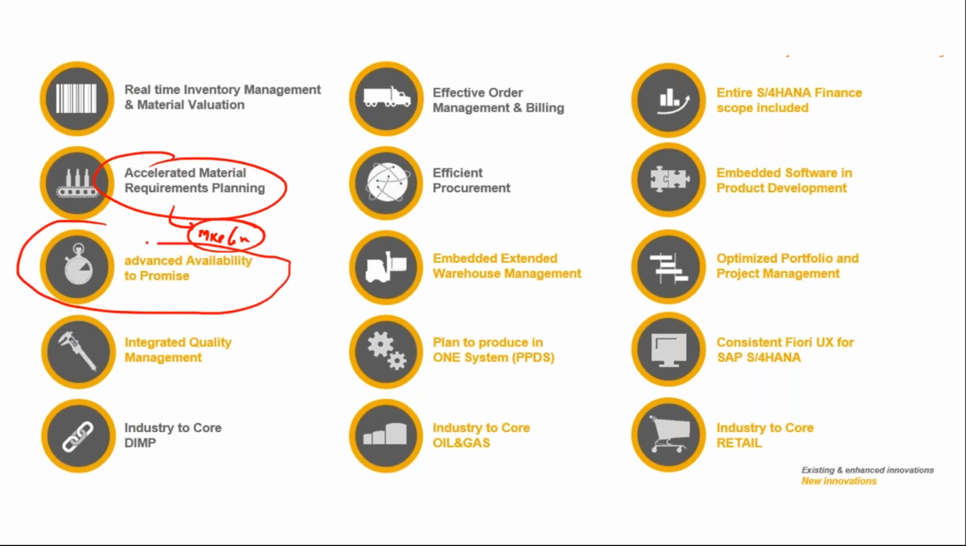So advanced available to promise is basically, you have heard of something called ATP, right? Any salesperson would have come across an ATP check, where every time you enter a material and a quantity, it undergoes an ATP check, taking into consideration all your requirements. If there is an RLT, replenishment lead time, that has to be taken into consideration. Then finally you say this is the day on which my schedule lines get confirmed, right?